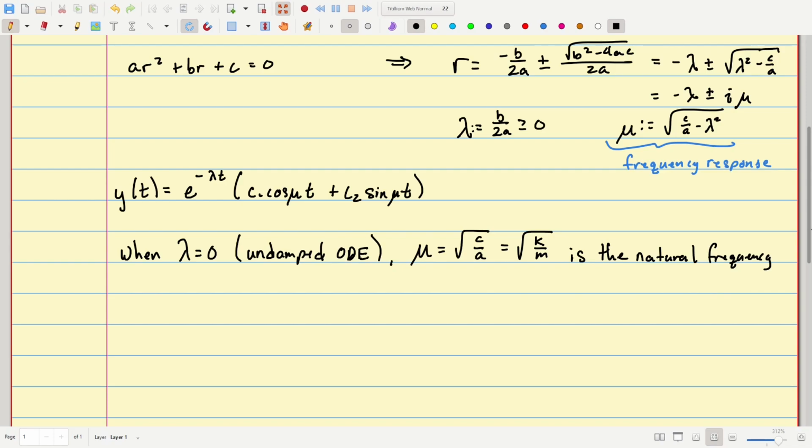Okay, so we tend to refer to this as omega naught. Okay, and a lot of the interesting dynamics of the system happen to do with looking at what's going on with this relationship here. Okay, when the value for lambda is positive, we're going to have a damped ODE.